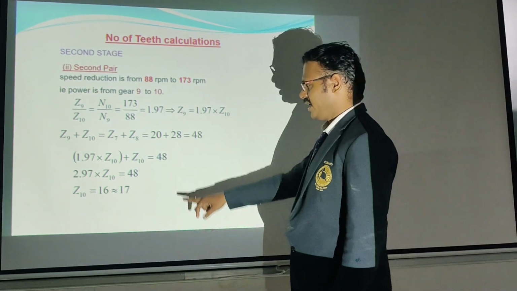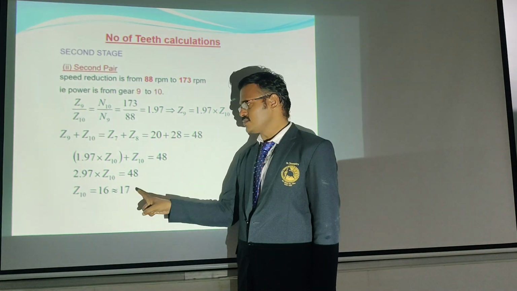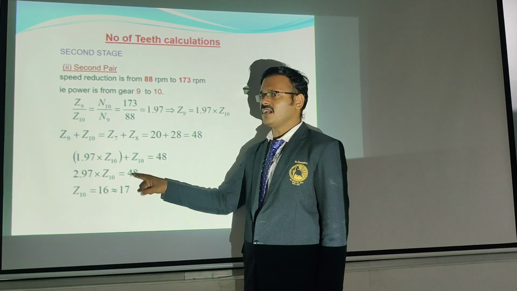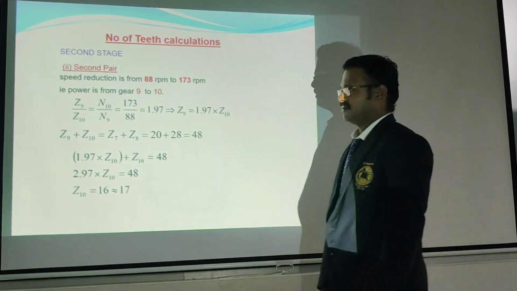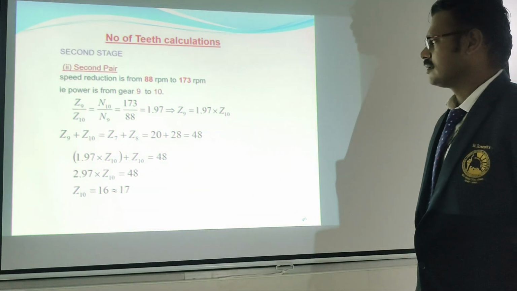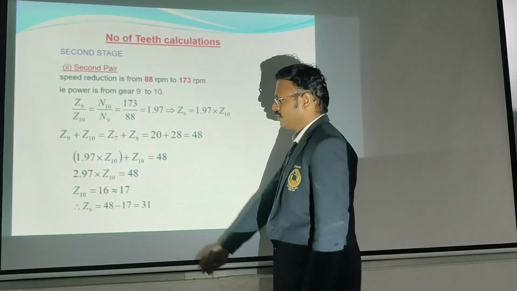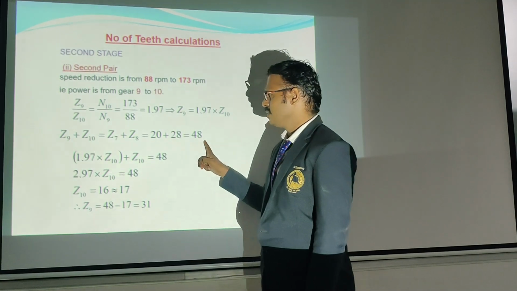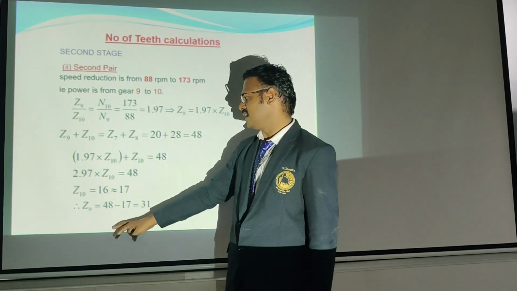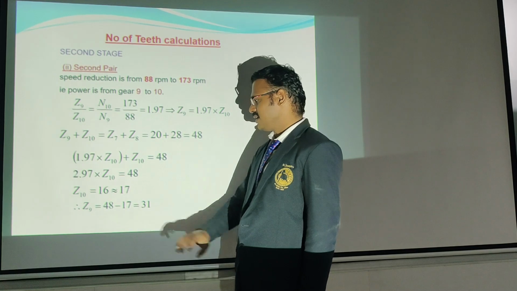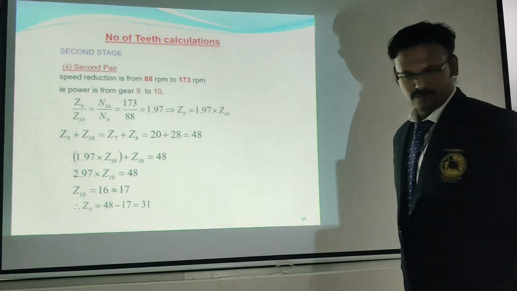So now I have assumed it as 17, because the minimum number of gear teeth should be equal to 17 or it should be greater. That is the reason I am converting this 16 as 17. So Z10 I have found, then Z9 I need to find out. Z9 plus Z10 equals 48, so with Z10 as 17, 48 minus 17 gives Z9. So 48 minus 17 equals 31. So Z9 I know, Z10 also I have found.